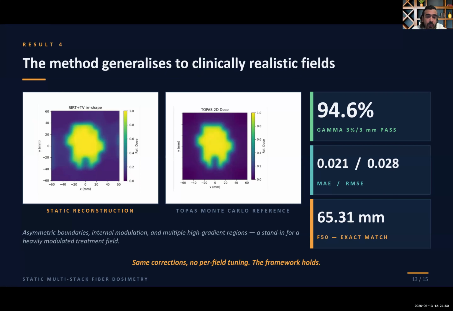Quantitatively, we have a good gamma pass rate of 94.6%, ME is 0.21, and RMSE is 0.028. And again, the F50 matches the reference exactly at 65.31 millimeters. Crucially, we did not retune anything between the H and this field. Same correction, same reconstruction parameters. The framework generalizes. This is important because we don't have to change the parameters if we are changing the field size. This was one of the important findings of this work: for each reconstruction, we didn't have to change the parameters. With the same parameters, we can reconstruct different shapes.